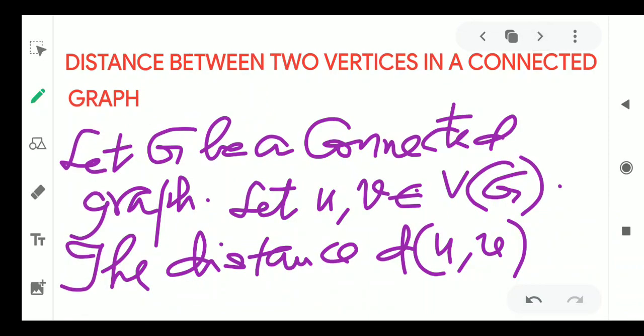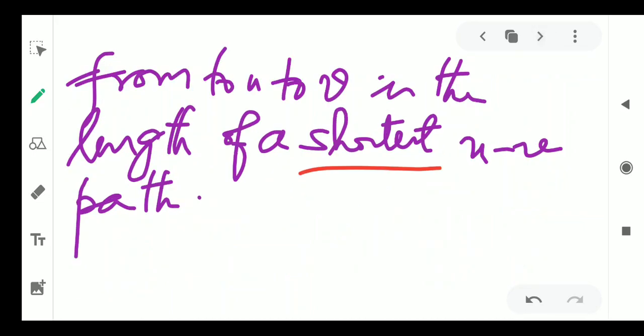Distance between two vertices in a connected graph is defined as follows. Let G be a connected graph and let u, v be vertices of G, so u, v belong to V of G. Distance d(u,v) from u to v is the length of the shortest uv path.